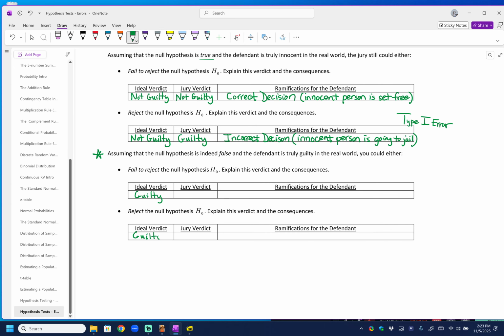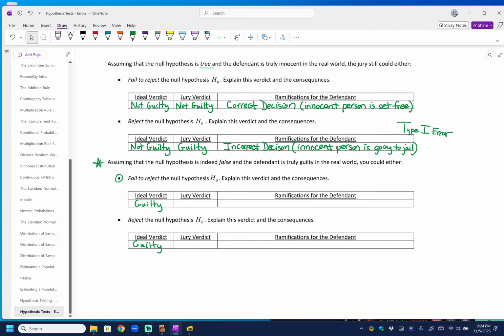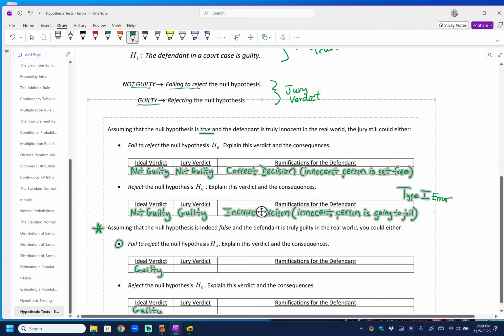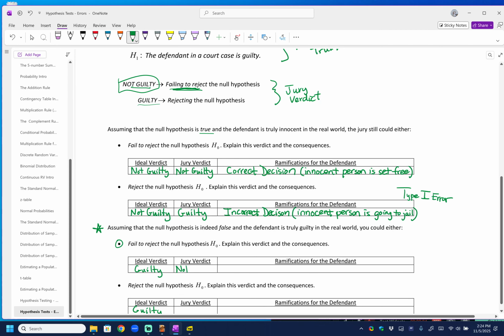But let's talk about our decisions. Suppose we fail to reject the null hypothesis. If we fail to reject, according to our decision, we are setting a not guilty verdict. This is the incorrect decision.